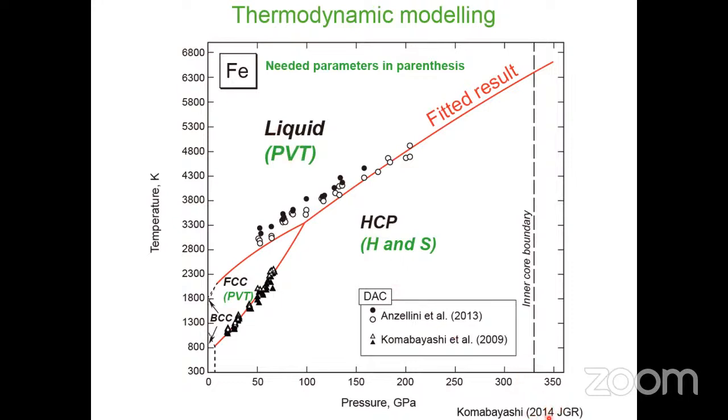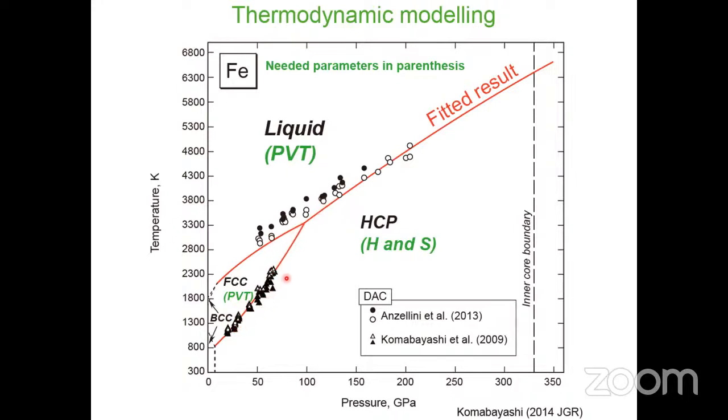This paper was published in 2014, and at that time, parameters that were not well constrained are shown in green. For the FCC phase, the PVT equation of state was not really constrained at that time. For the HCP phase, enthalpy and entropy are not well constrained because this is a high pressure phase and there is no 1 bar data. And for the liquid, the PVT equation of state was the least constrained parameter. So we constrained these parameters by reproducing the phase boundaries constrained by diamond cell experiments.